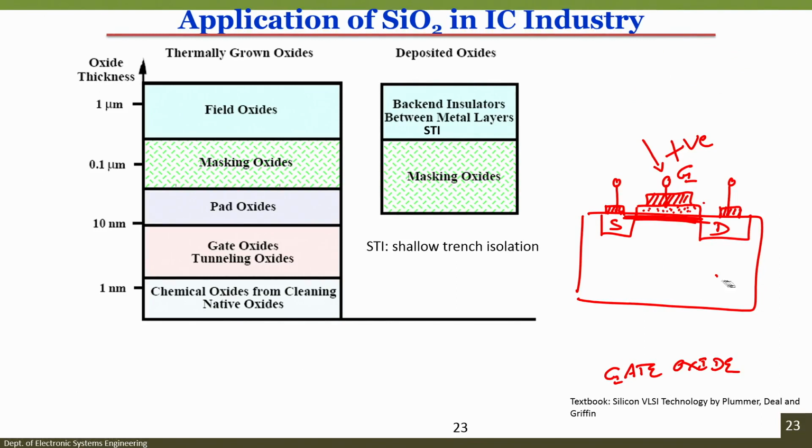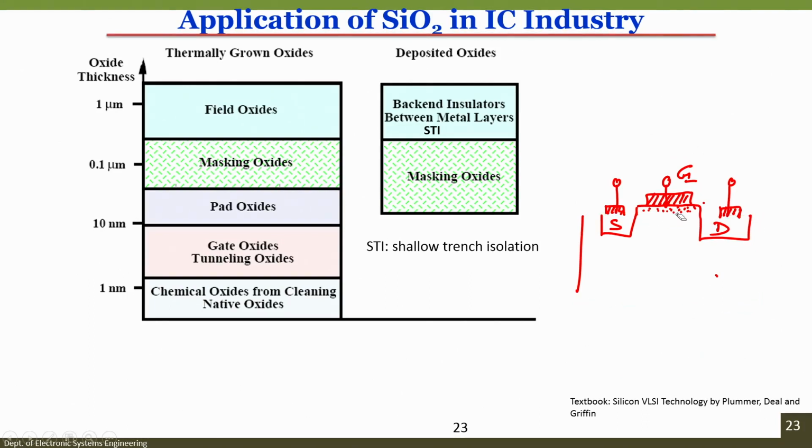We are not going into those details right now. Our understanding is what the role of this oxide is. So, the role of this silicon dioxide, if it is between 1 and 10 nanometer, is that you can use it as a gate oxide, which is this one.